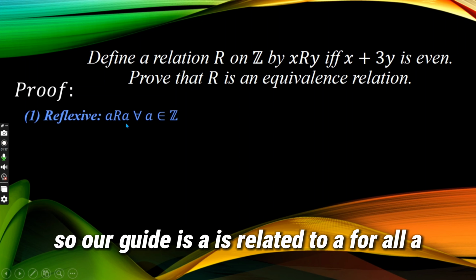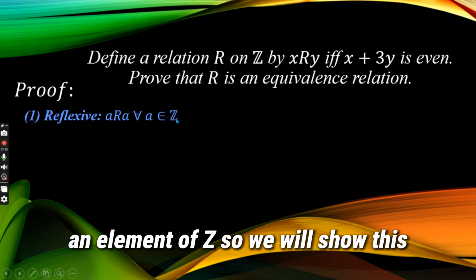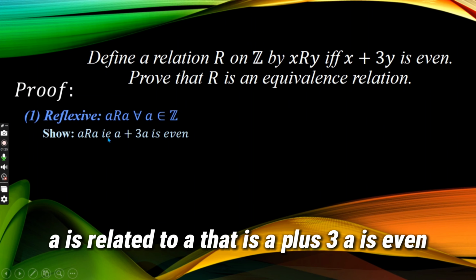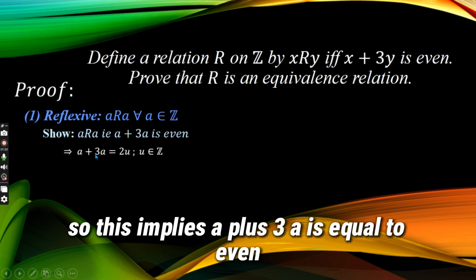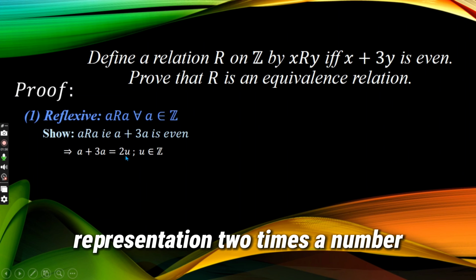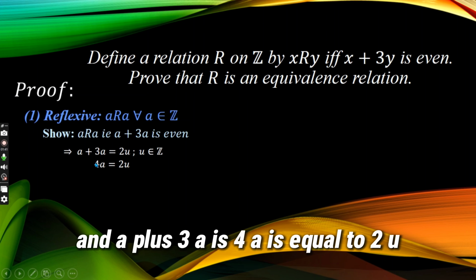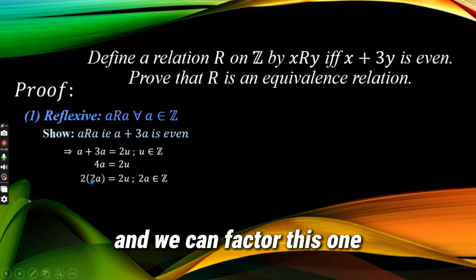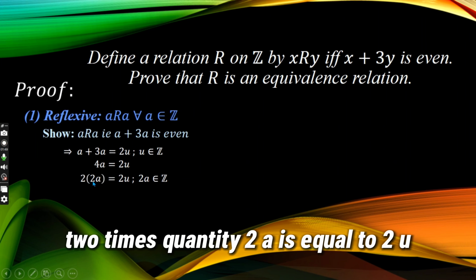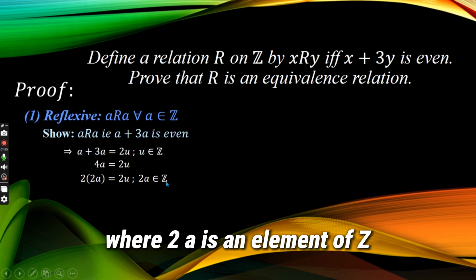Our guide is a is related to a for all a an element of Z. So we will show this. a is related to a, that is a plus 3a is even. So this implies a plus 3a is equal to an even representation, 2 times a number. So we will use u, where u is an element of Z. And a plus 3a is 4a, which is equal to 2u. And we can factor this, expressing it like this: 2 times the quantity 2a is equal to 2u, where 2a is an element of Z.